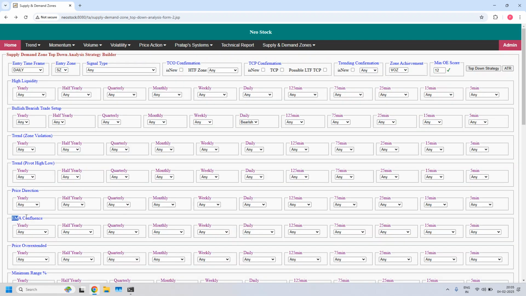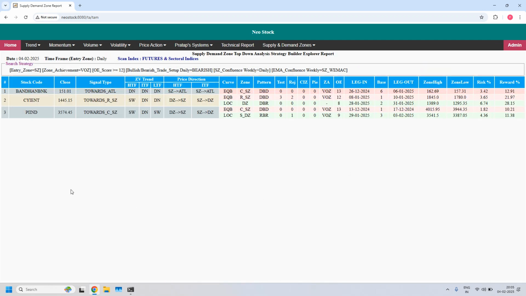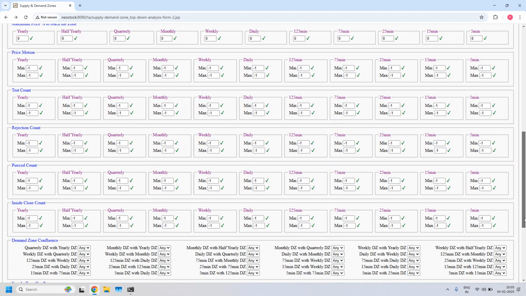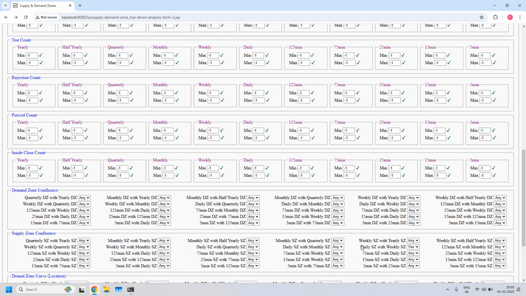Let's verify. In the EMA confluence weekly time frame, I enabled the filter weekly supply zone having weekly EMA confluence. All 3 are filtered. So all the 3 are high probability setup supported stocks. Next, we will verify if these 3 stocks are having LTF, ITF, HTF supply zone confluence. I am removing the EMA filter. In the supply zone confluence, 3 filters we have to set. First filter is already enabled, daily with weekly supply zone confluence. Second filter, daily with monthly supply zone confluence. Third filter, weekly with monthly supply zone confluence.